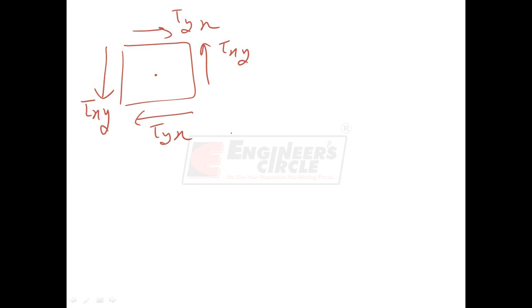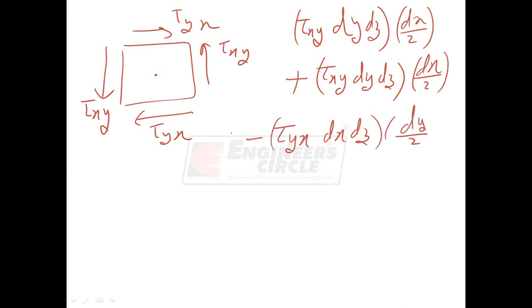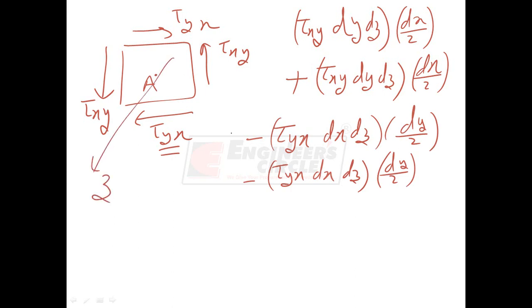The moment of tau xy is tau xy into dy into dz into dx by 2, plus tau xy into dy into dz into dx by 2, and the moment of tau yx, since it was negative, is minus tau yx into dx dz into dy by 2. Similarly, minus tau yx into dx into dz into dy by 2. This net moment at the point A about z axis must be 0, because this element is under equilibrium, therefore net moment must be 0.